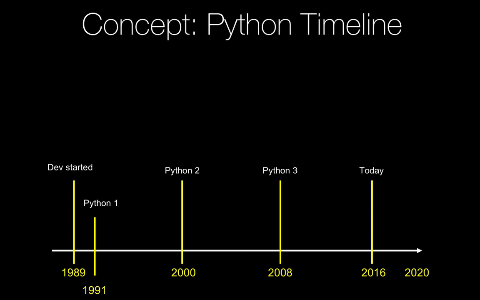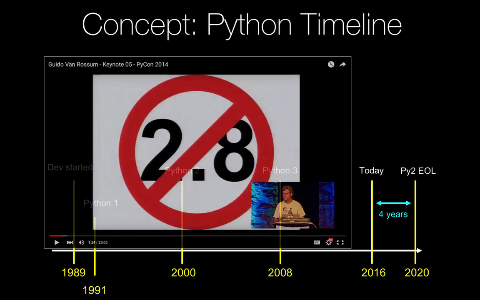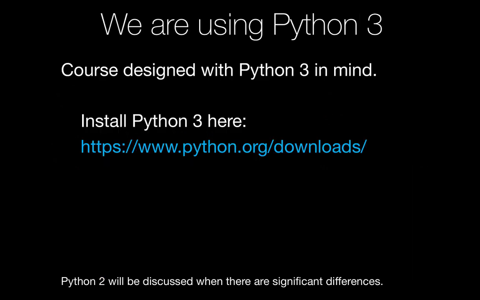But that said, in 2020, just 4 short years from now, Python 2 is going to be end of life. No more bug fixes. Not sure about security fixes, but definitely no more support. And to drive that point home, at PyCon, Guido van Rossum, the guy who invented Python, started out his keynote with this, saying there will not be an extension to this policy. This is it. We're only 4 years away from this being an absolutely clear choice. Python 3 is the future, and that's why this course is designed with Python 3 in mind.